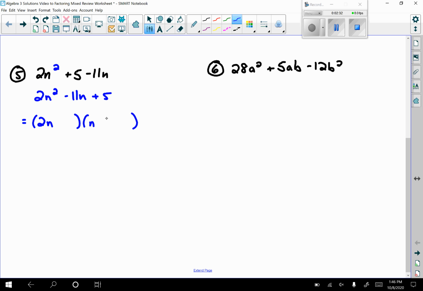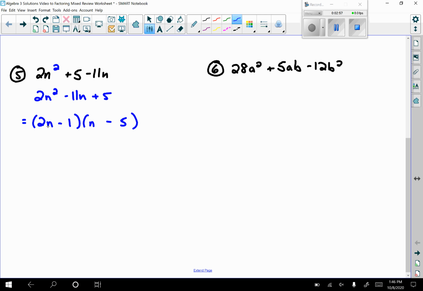All right, so to factor 2n squared is 2n and n. Now 5, I only have a choice of 5 then 1 or 1 then 5. So let's try it. If I did 5 then 1, on the outside I would get a 2n, and on the inside I get a 5n. That's definitely not going to get me to 11, so I'll just switch those around. So I'll have a 1 then a 5. Now on the outside I'm going to get a 10n. On the inside I'm going to get a 1n. Now this will work if my signs are the same, and they are. They're both going to be negative.